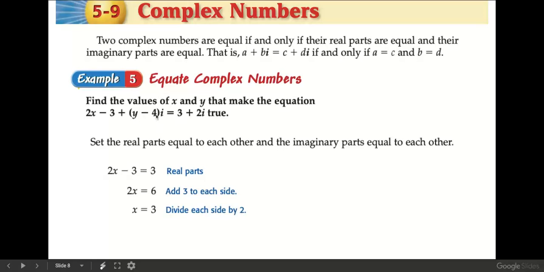Now let's look at the imaginary part. I have y minus 4i has to equal 2i, right? Here's the imaginary part. Here's the imaginary part. Set them equal to each other. So again, I'm going to go ahead and solve. Add 4 to both sides. I get y equals 6. Again, if y is 6, 6 minus 4 is 2, so I'd have 2i there and 2i there. So these would be the values of x and y that I would need in order to make this equation true, in order for this complex number to be equal to this complex number.